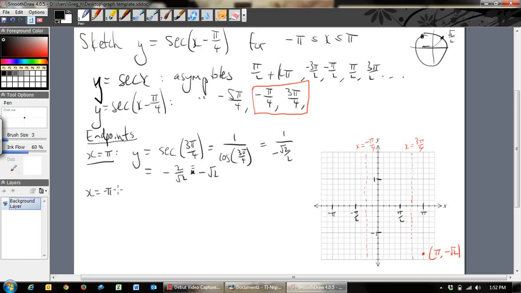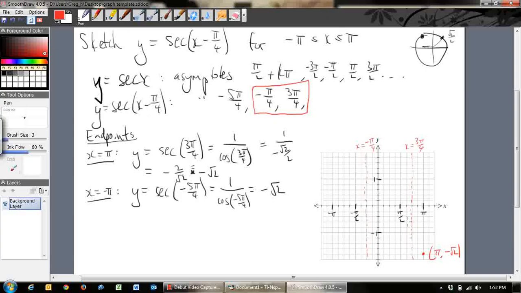X is equal to negative pi. At negative pi, y equals sec of negative pi minus pi on 4, which is negative 5 pi on 4, which is equal to 1 over cos of negative 5 pi on 4. And let's have a look at this. Negative 5 pi on 4, so it goes around in a negative direction. 4 pi on 4, 5 pi on 4, in fact it's the exact same spot. And so we know that's also equal to negative root 2, which is very, very handy.